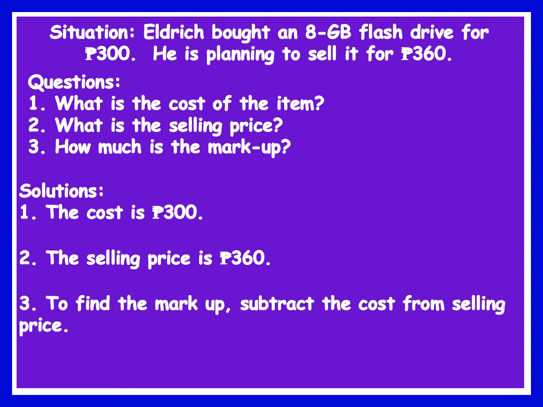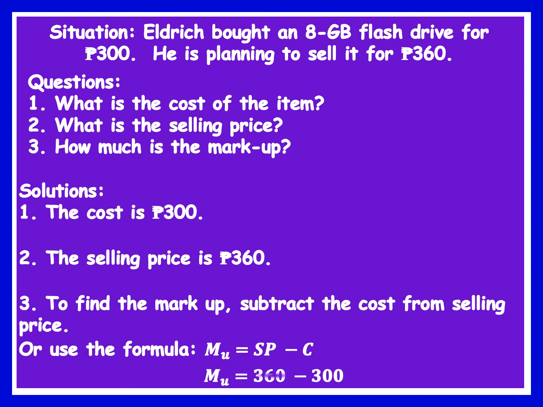And now, to find the markup, subtract the cost from the selling price. Okay, so let us subtract. We can even use the formula M sub U equals selling price minus the cost. And that is actually subtracting the cost from the selling price. So our selling price is 360 pesos minus 300 pesos. The M sub U or the markup is 60 pesos.